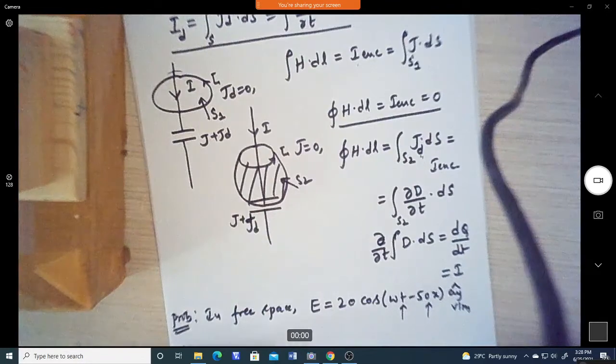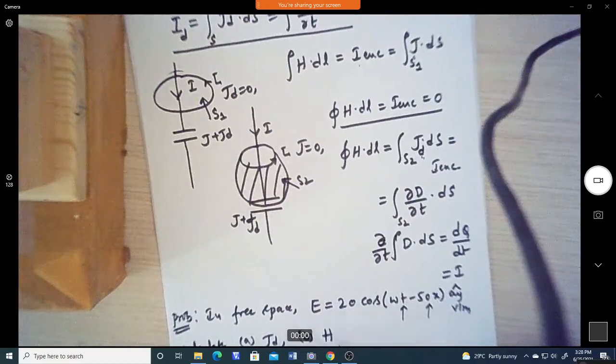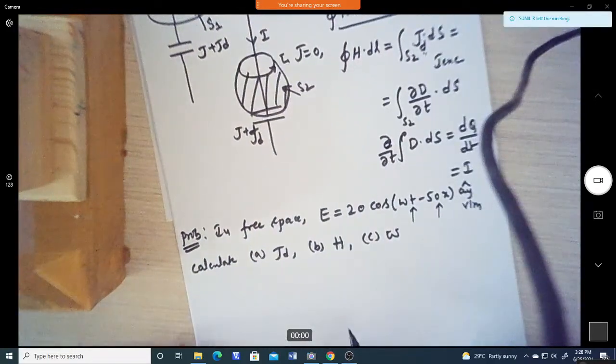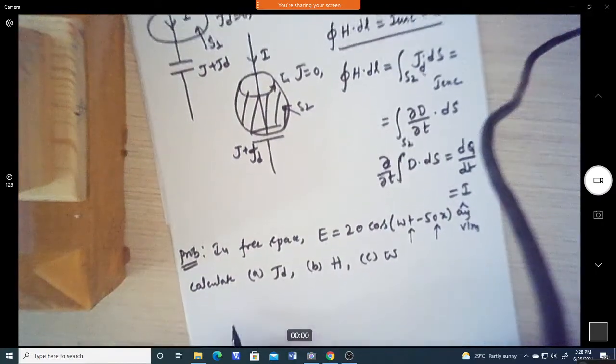Now we have to calculate the displacement current density JD, the corresponding magnetic field intensity, and the omega, that is the angular frequency. So this is what we need to find out from this. So let us find out how we are able to do that. Now I'll just tell you the hint.